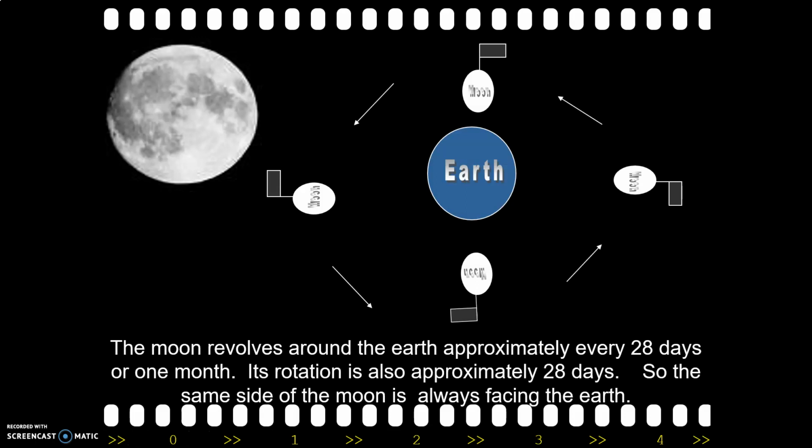The moon revolves around the earth approximately every 28 days or 1 month. Its rotation is also approximately 28 days. So the same side of the moon is always facing the earth.